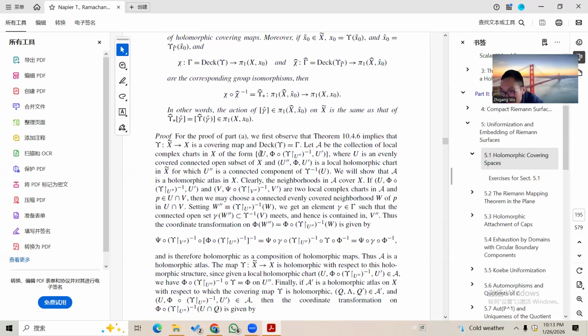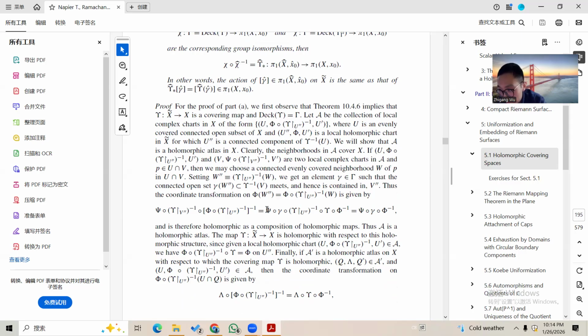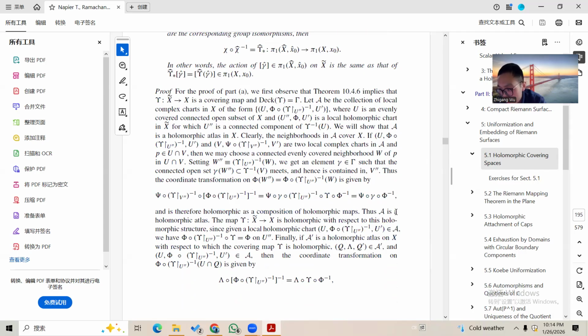Where this U and this U prime, and the restriction, have the property that this is a local holomorphic chart in X tilde, where U double prime is a connected component of gamma inverse of U. We want to show that this A is a holomorphic atlas in X. We have shown that the transition maps are holomorphic, therefore A is a holomorphic atlas.